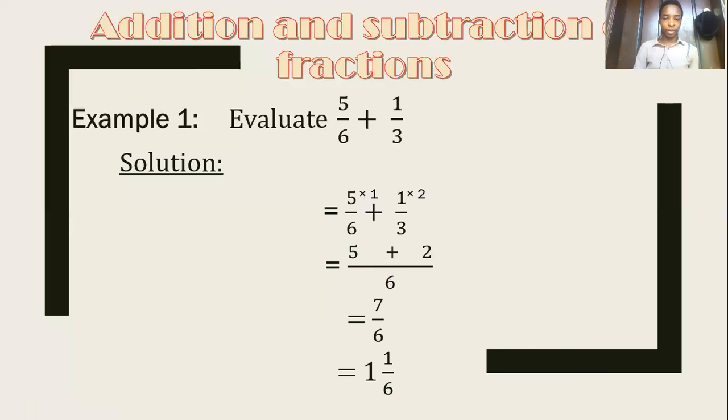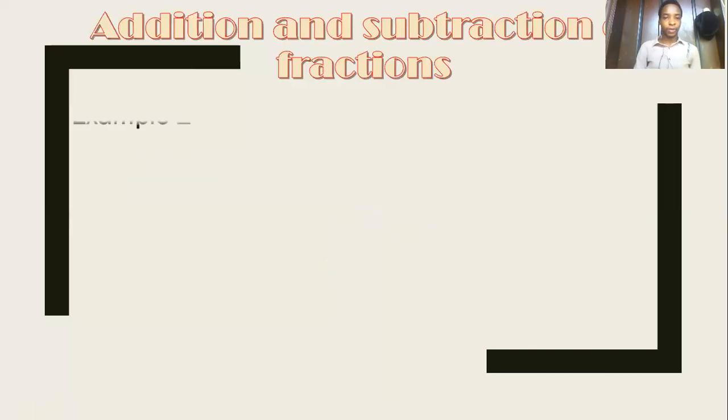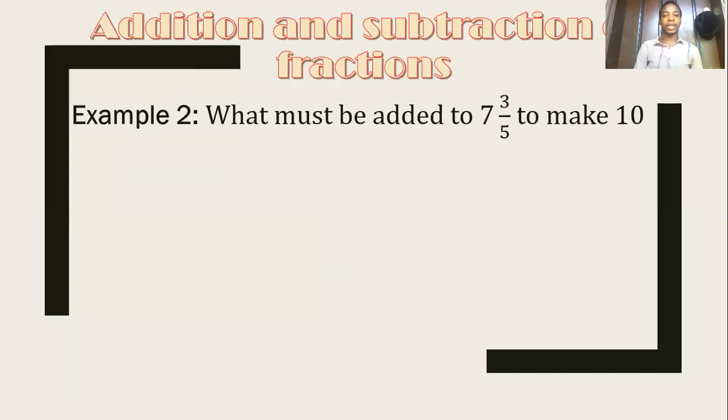Very simple. Okay, example 2. The question is, what must be added to 7 whole number 3 over 5 to make 10? What must be added to 7 whole number 3 over 5 to make 10? Now, how do I solve this? Very simple. When they say what must be added, let me address that first. When they say what must be added, they do not mean you to add 7 whole number 3 over 5 plus 10. That would be very wrong.